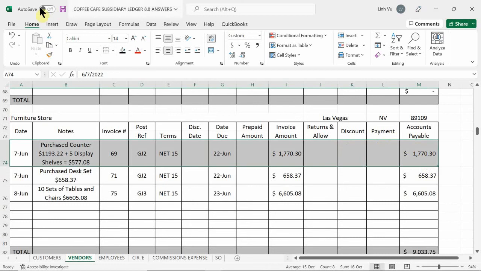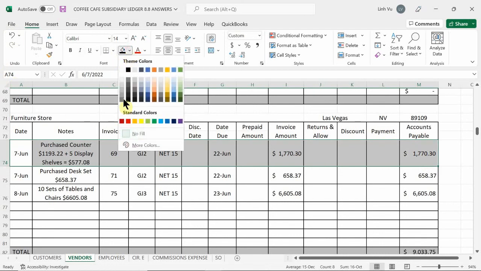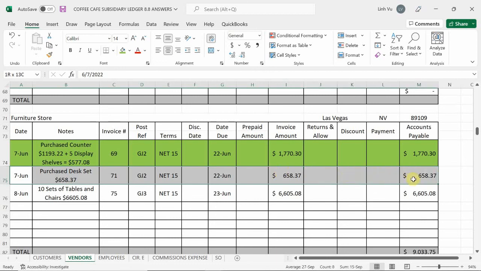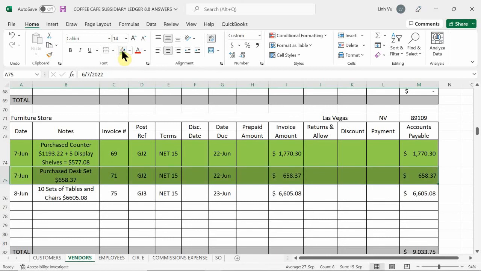1770 and 68. I mean $658.37. Well, no, we're paying for the counter, shelves and desk, not the bistro tables. That one's not due yet. That one's due the 23rd.